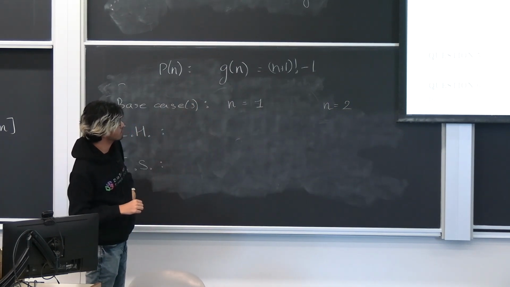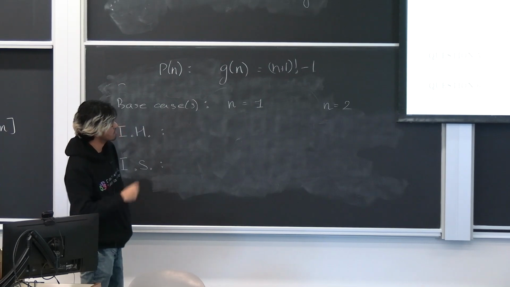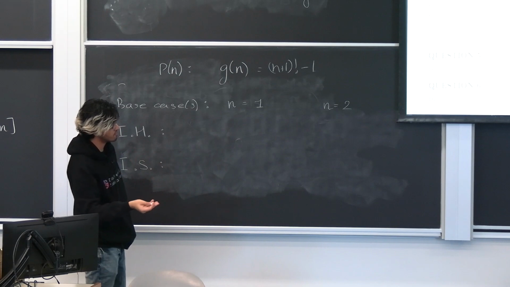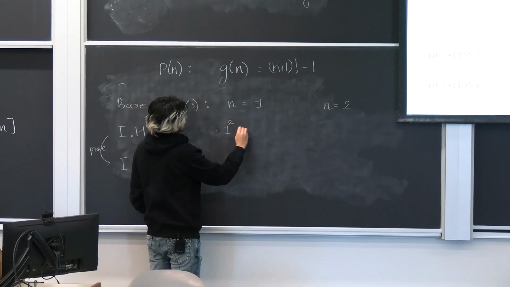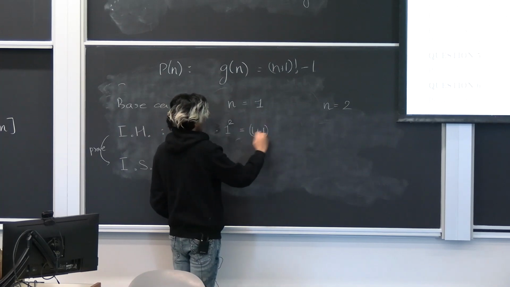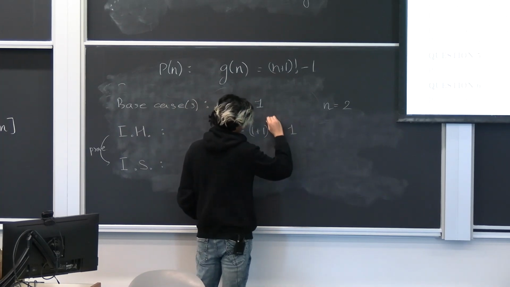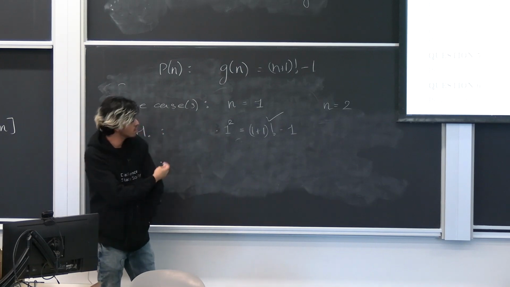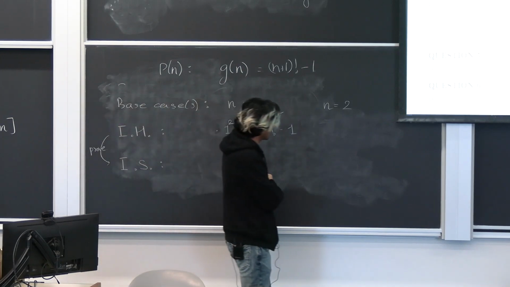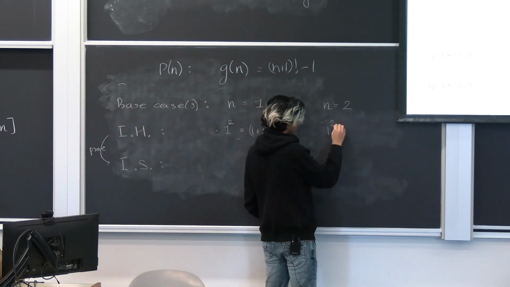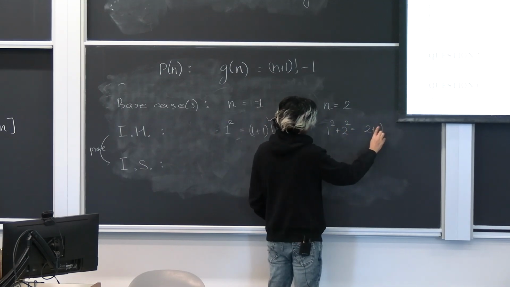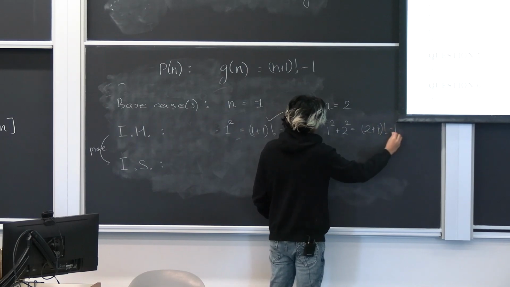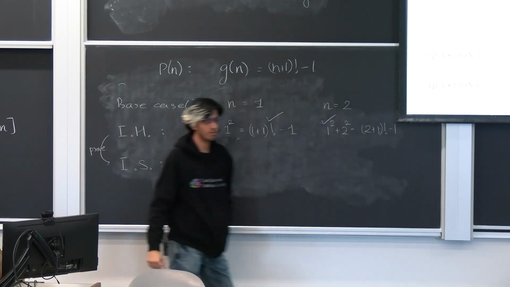Is this true for n equals 1? The only non-empty set of 1 is just 1 itself, and its square is still itself. So 1 squared is equal to 1 plus 1 factorial minus 1. You're fine. It is true. Same thing for 2. The only sets you have are 1 and 2. So 1 squared plus 2 squared is equal to 2 plus 1 factorial minus 1. Also true.